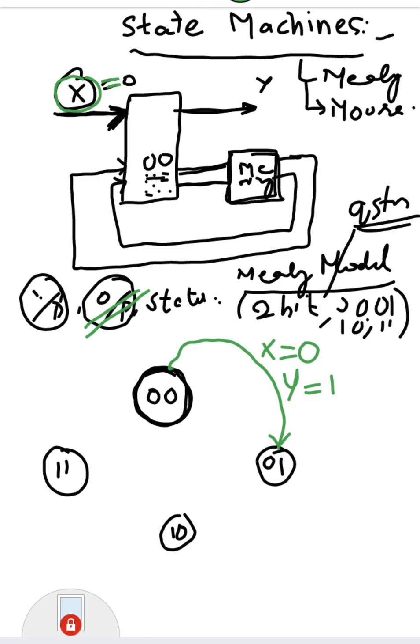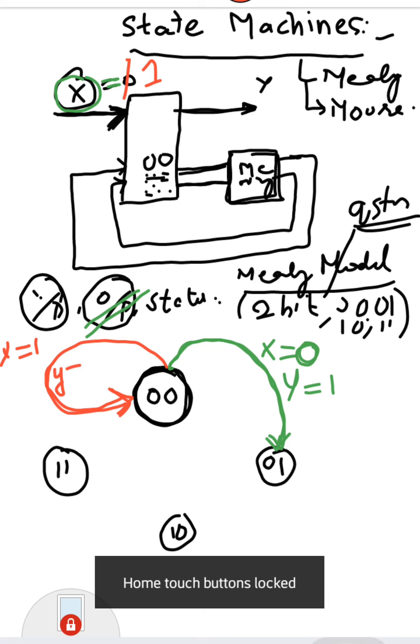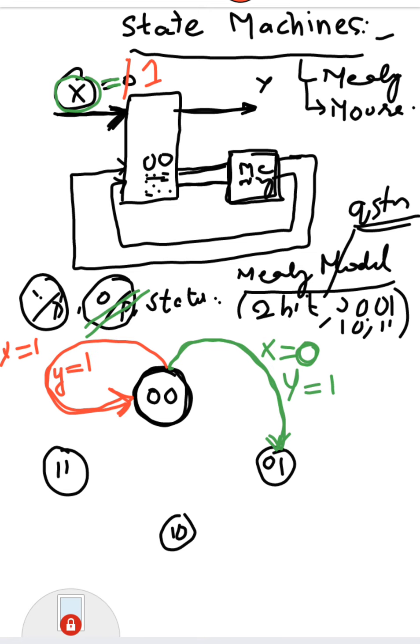So from 00 it is shifted to 01 if x is equal to 0. Now x can take another value also, x can be 1. That also you have to specify. If x equals 1, in this example I am writing that it should return back to its original state. You also have to specify the value of the output. I am writing y equals 1 in this case also. Remember that these are example values, you can put 0 or 1, depending on your question.